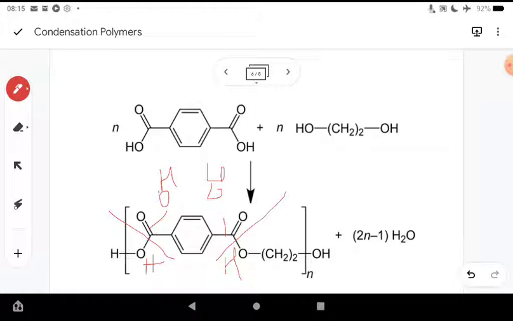So if you're trying to figure out the monomers from the polymers, that's how you do it. You just cut it between the double bond oxygen and the next molecule, and that should give you your monomers. As I said, if the double bonded oxygens are on the inside of the other group, then it's two monomers.